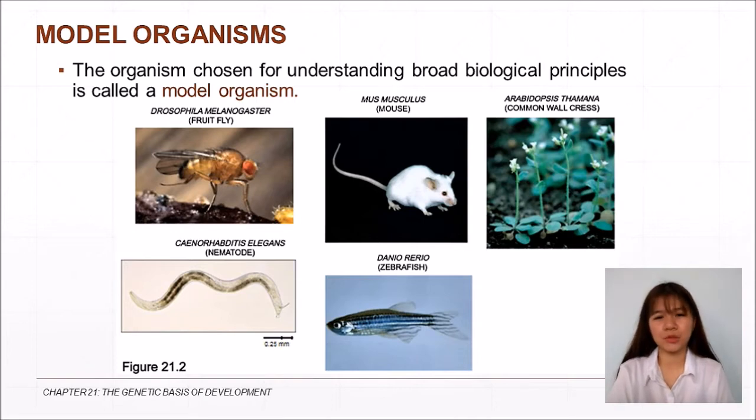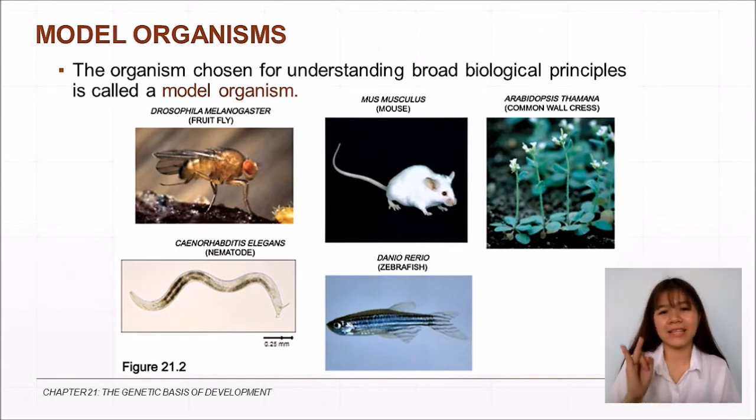So this time we're going to talk about model organisms. The organisms chosen for understanding broad biological principles are called model organisms. Among the favorite model organisms include Drosophila melanogaster or the fruit fly, the nematode, Caenorhabditis elegans, the mouse, Mus musculus, the zebrafish, Danio rerio, and the plant, Arabidopsis thaliana.